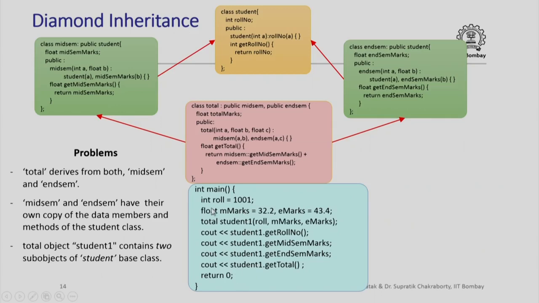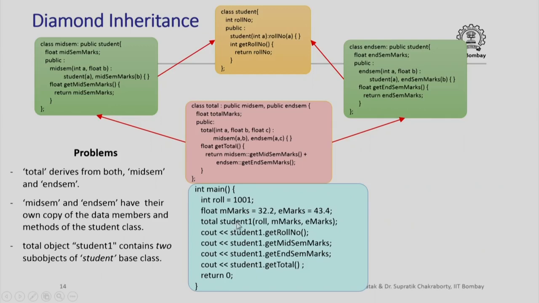So in this program, there will be 2 copies of the student object over here. Each copy will have roll 1001, and the midsem copy of student will have midsem marks as 32.2. The endsem copy will have the endsem marks initialized to 43.4. And now when I ask to invoke the method get roll number for the object student1 and print it out, note that there is a problem.